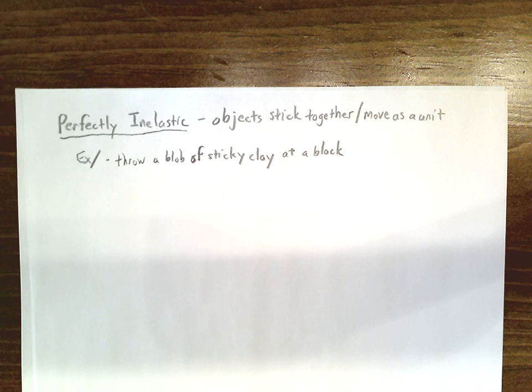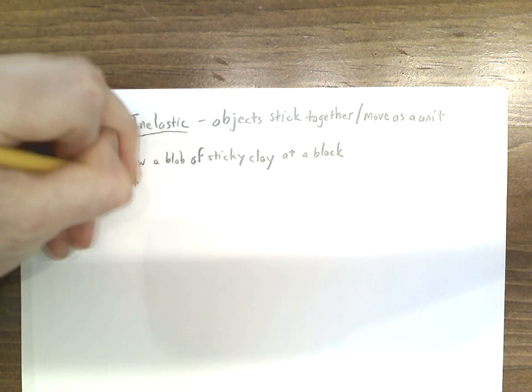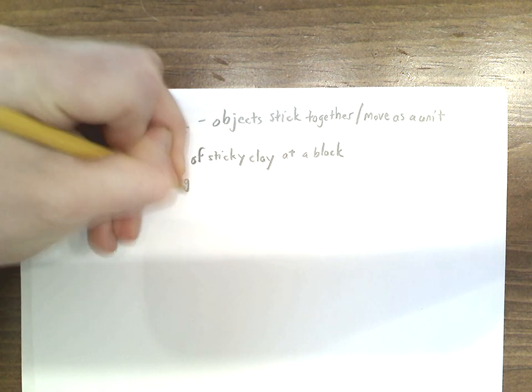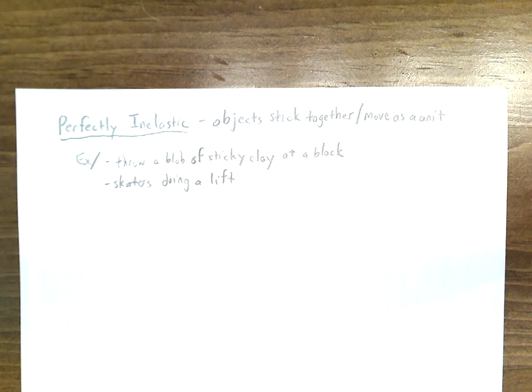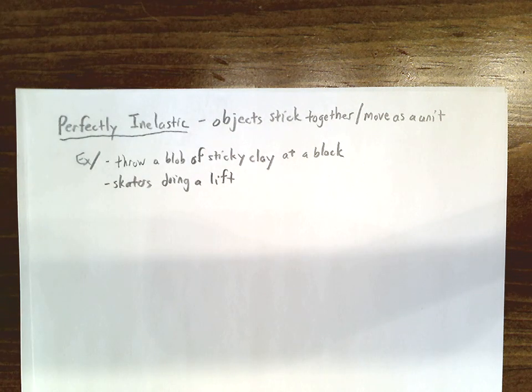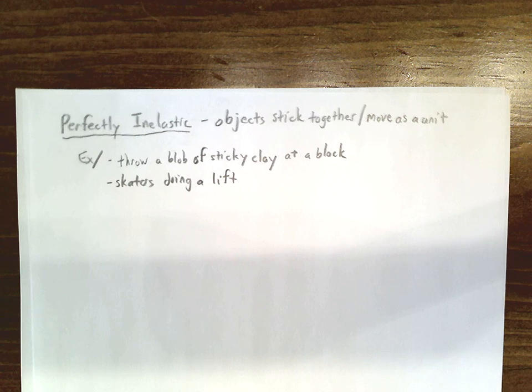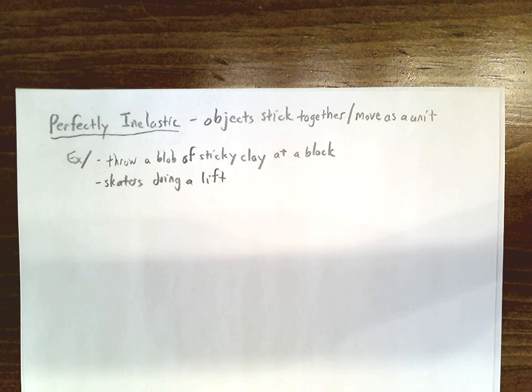It could even be something like figure skaters on ice. They skate towards each other. The guy picks up the girl and they move to one side as they're doing that routine. So you had two people that were apart, they come together somehow and move together after they interact. So it could be skaters doing a lift. Anything where you have two objects coming together after the collision. Momentum is conserved, energy is not. So that's your typical collision thing.